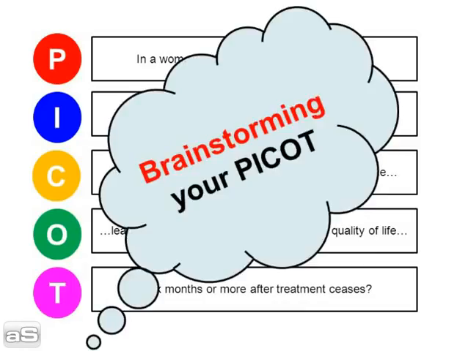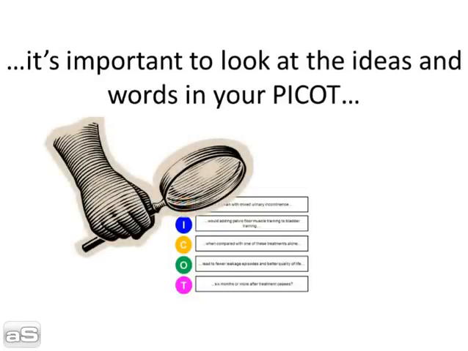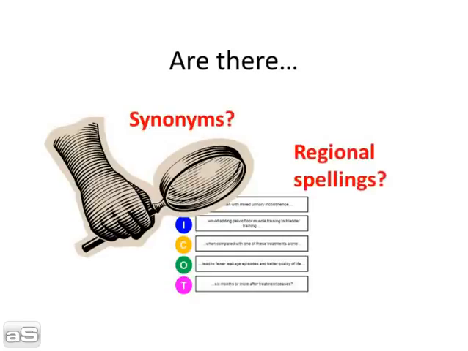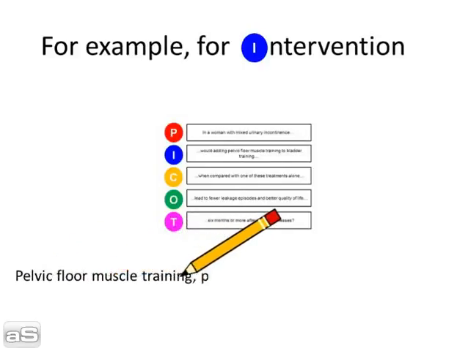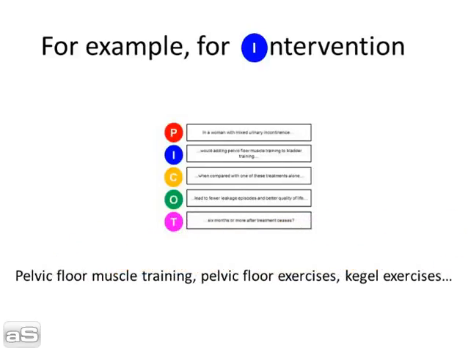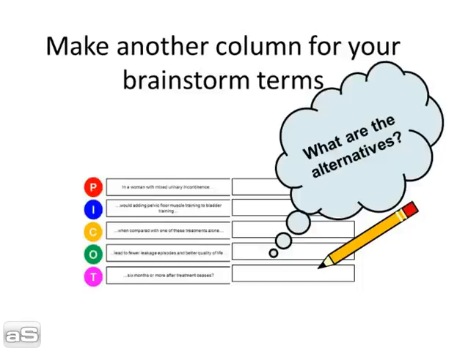The next step is brainstorming your PICOT. To prepare for the research process, it's important to look at the ideas and words in your PICOT. Are there any synonyms, regional spellings, broader terms, narrower terms? Write it down. For example, for intervention, even better, make another column for your brainstorm terms.